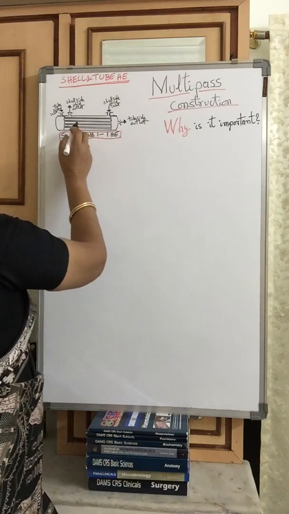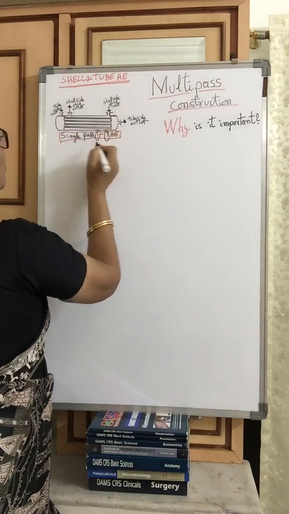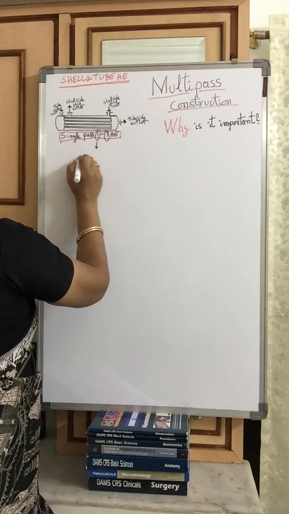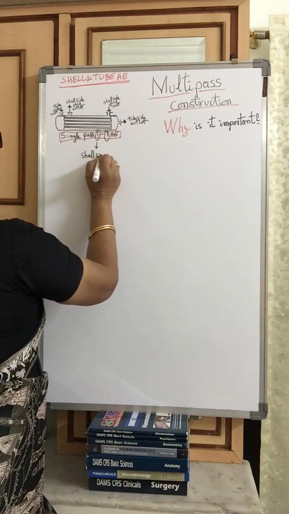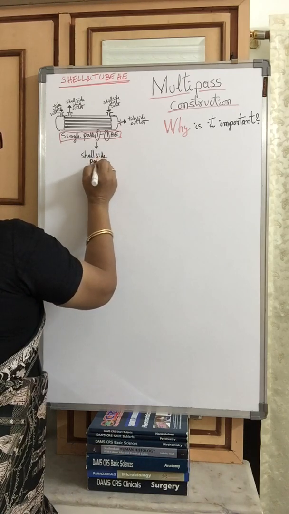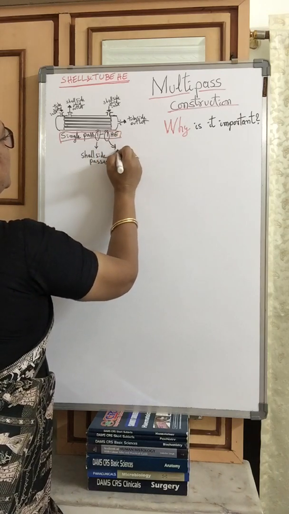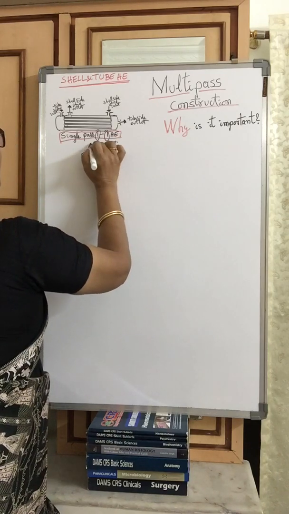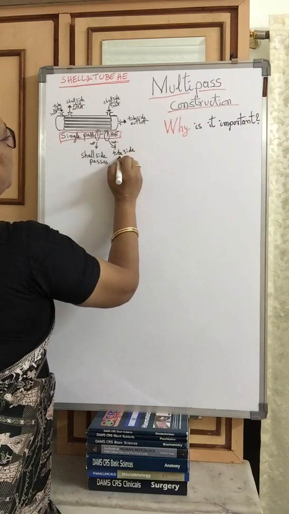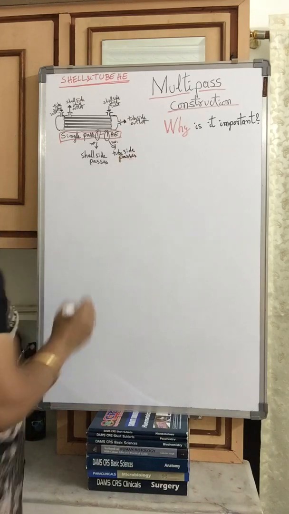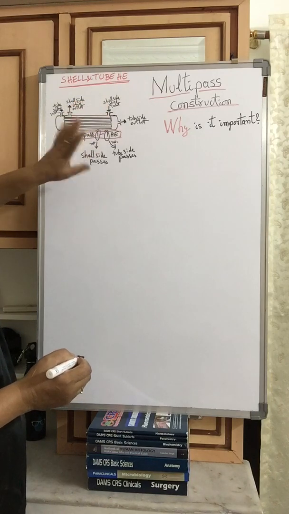Here, if you recall this single pass, as I already explained, of these two numbers, one indicates the number of shell side passes, and the other indicates the tube side passes. So in this design, both the shell side fluid and the tube side fluid are single pass only.